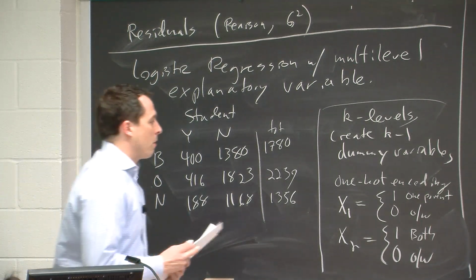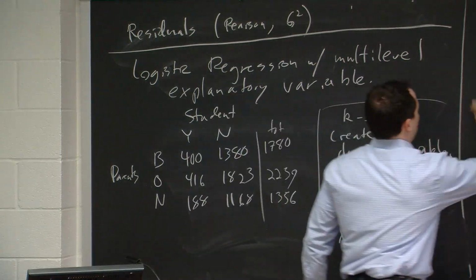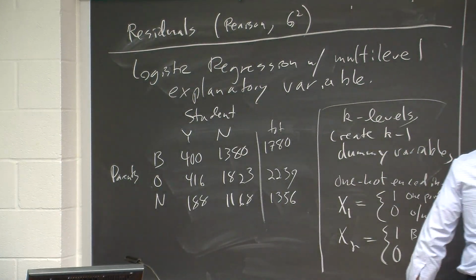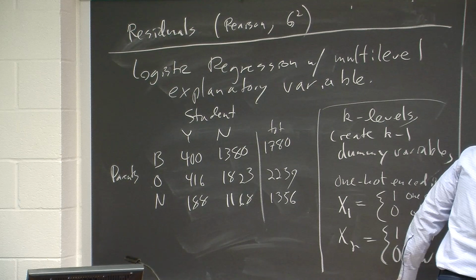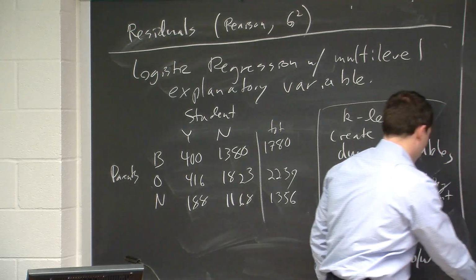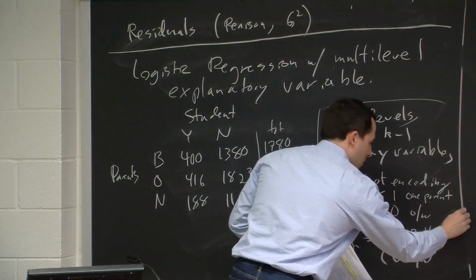So I was wondering, here we're using k because we have k levels, but the reason why we only have the k minus 1 is because the last level is going to be automatically detected. That's right.